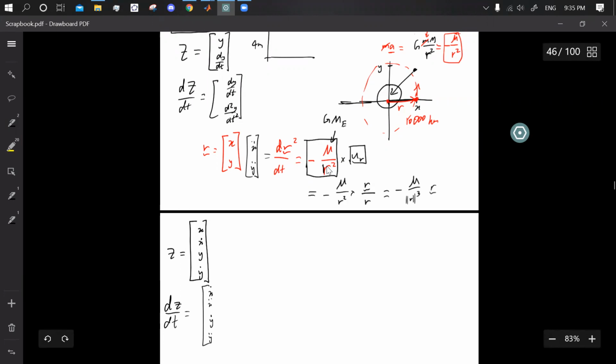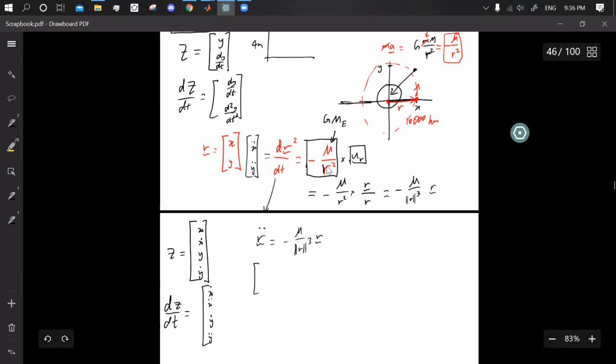You notice how the second derivative automatically depends on what r is? Yes. So if I wrote this in proper vectors, the r vector double dot is minus mu over the magnitude of r. Okay, so this is the differential equation that they gave us.